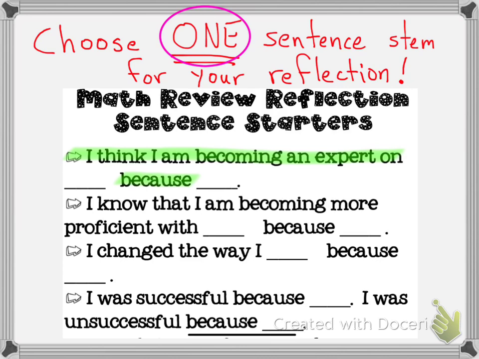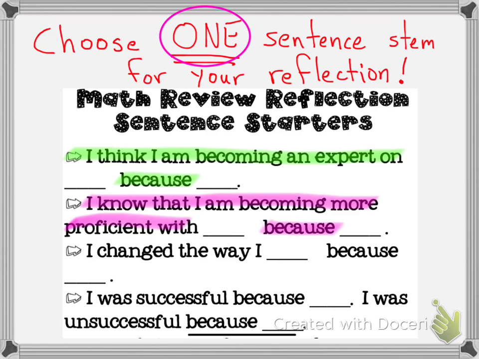Or you can choose the next one, which is, I know that I'm becoming more proficient with. The word proficient just means that you're getting better at it. You're getting faster, and you're getting the right answers. So you know that you're becoming more proficient with what? Specifically, which problem or which part of the problem? And then tell me, how do you know that?